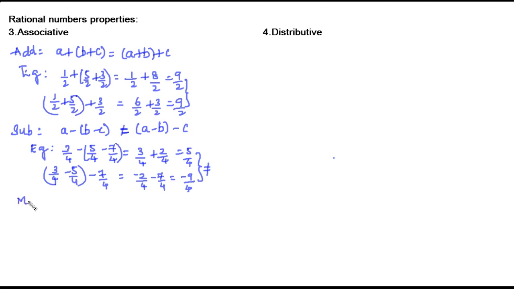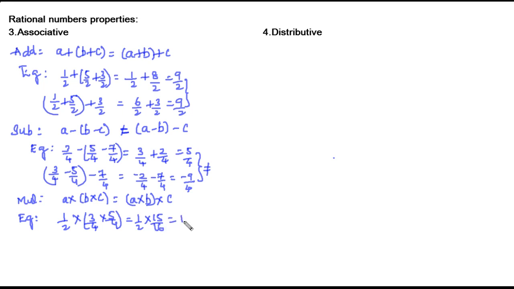Let's look into multiplication. As you know that in multiplication, order of the operands is not important. So we can say that multiplication satisfies associative property. Let's verify that by considering one example. 1 by 2 into (3 by 4 into 5 by 4), which will be equal to 1 by 2 into 15 by 16, that is equal to 15 by 32.